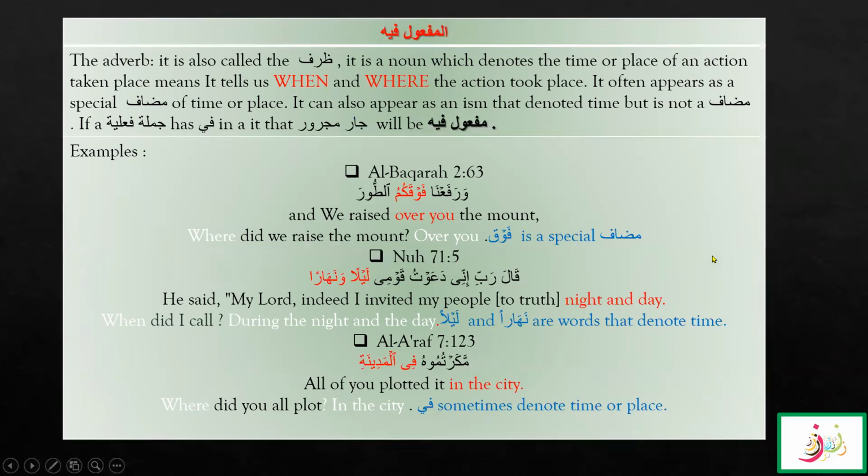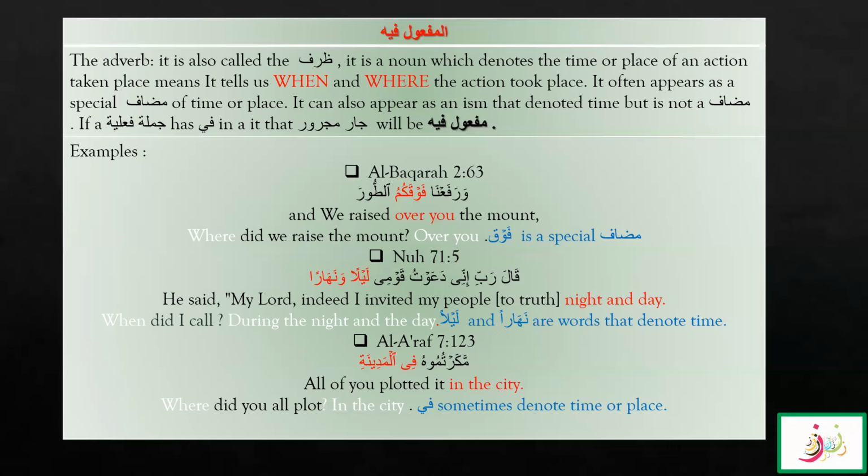The next is maf'ul fihi. We know that it is the adverb, and it is also called zarf. It is a noun which denotes the time or place of an action taking place, which means it answers the question for when and where the action took place. It often appears as a mudaf, and the mudaf of the time or the place. So if a jumla fi'liya has a jar or majur, it will be a maf'ul fihi. So let's see the example here.